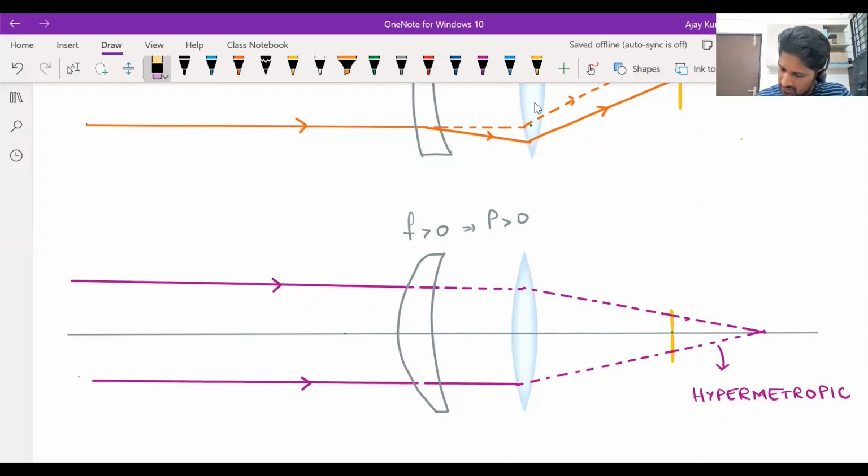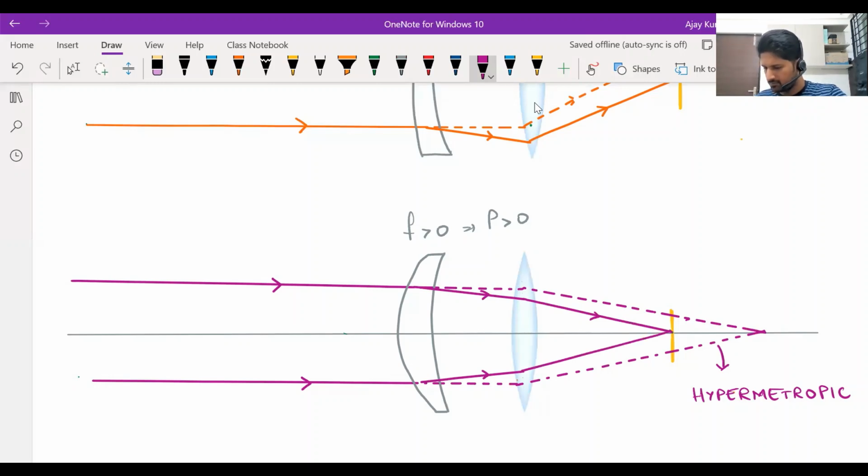So this is how the light would have traveled had there been no lens. Now if you use a lens with positive focal length, it converges the light a little bit before entering into the eye, and the remaining convergence that is needed will be taken care of by their eye lens, and the image will form on the retina and they'll be able to see it. Okay, so this is how we correct for hypermetropia.